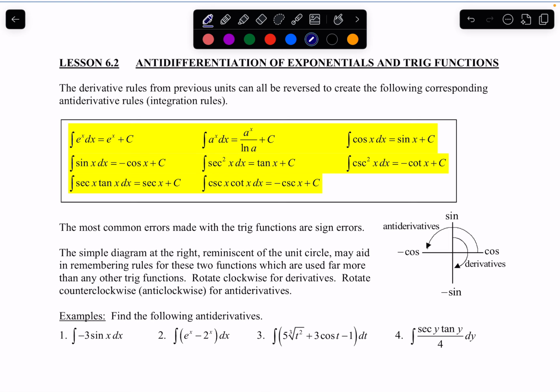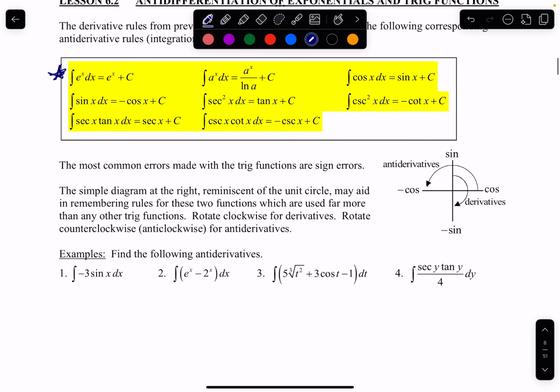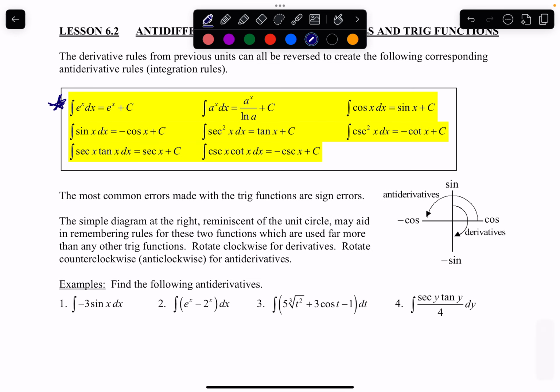These aren't all formulas that I think are necessary for you to remember, but there are a few that come up a lot. E to the x is going to come up a lot. The integral of e to the x is just e to the x because remember the derivative was itself. The a to the x one, I don't think there's any reason to memorize that one.